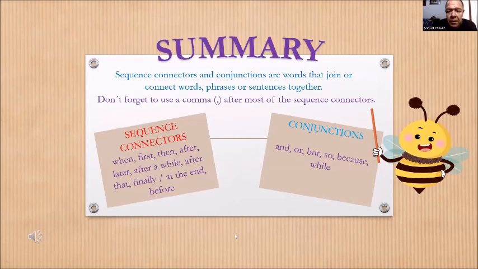Let's summarize this lesson. Sequence connectors and conjunctions are words that join or connect words, phrases, or sentences together. Don't forget to use a comma after most of the sequence connectors. The sequence connectors we reviewed in these lessons were when, first, then, after, later, after a while, after that, finally, at the end, and before. And the conjunctions were and, or, but, so, because, while.